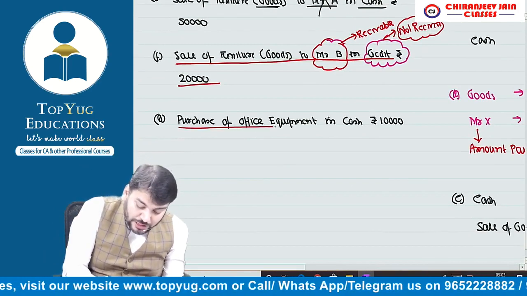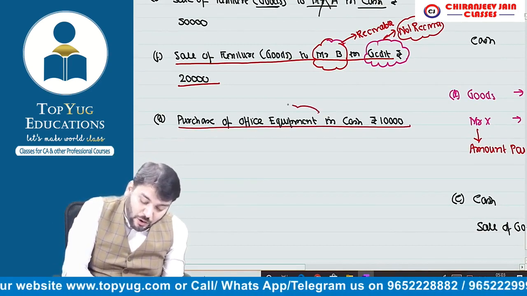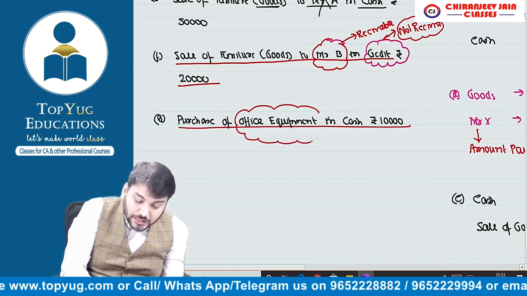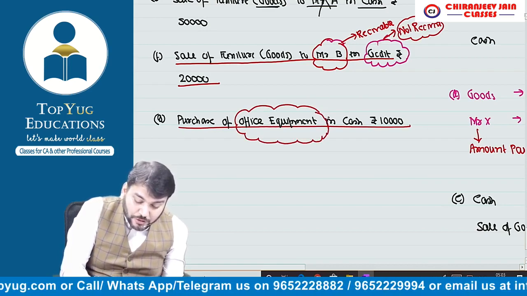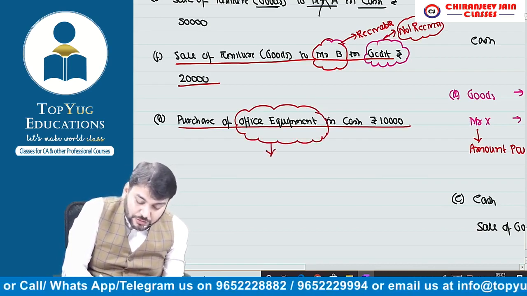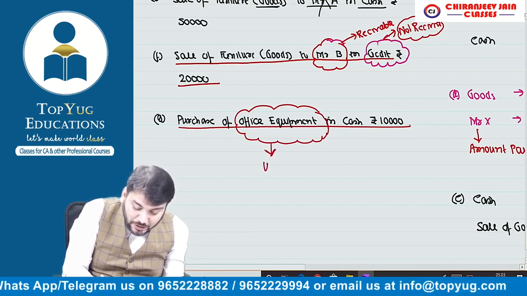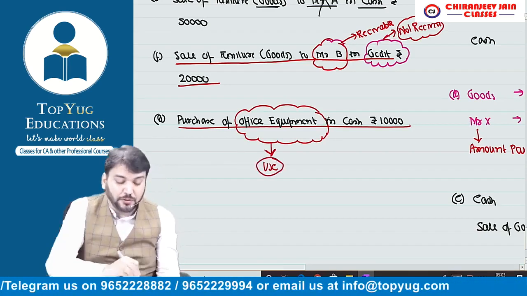Then the last point: purchase of office equipment in cash. So can you say office equipment? It is understood. This is not for sale, this is for use only.